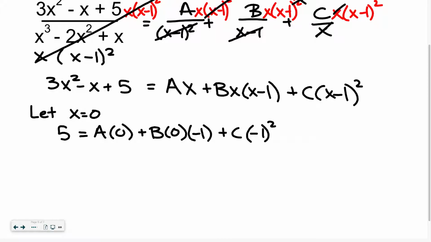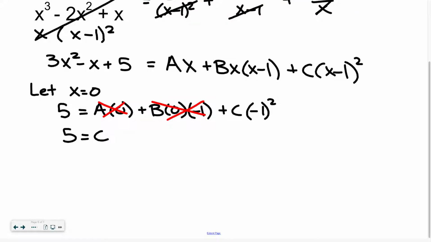Okay. Well, someone said, this one's just 0, right? Gone. B times 0 times negative 1? 0. Negative 1 squared is really just 1, so isn't 5 equal to c? Okay, I found a constant. Cool.